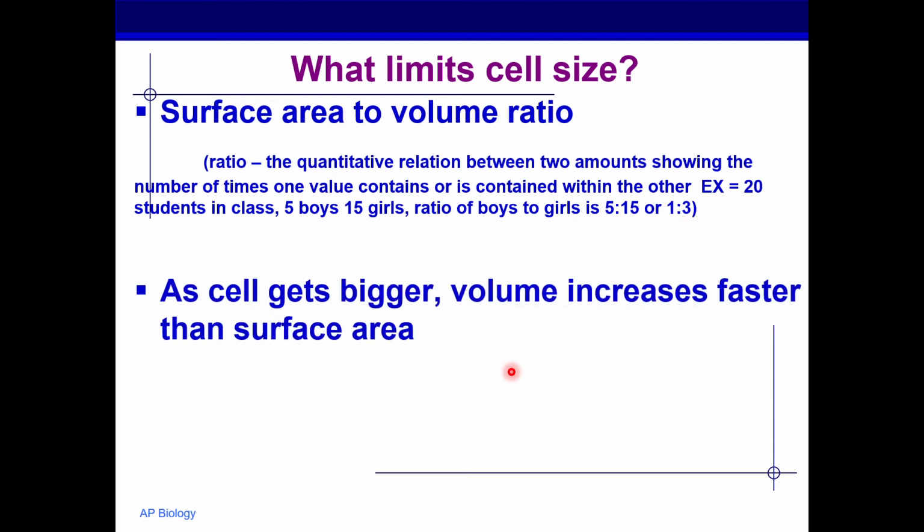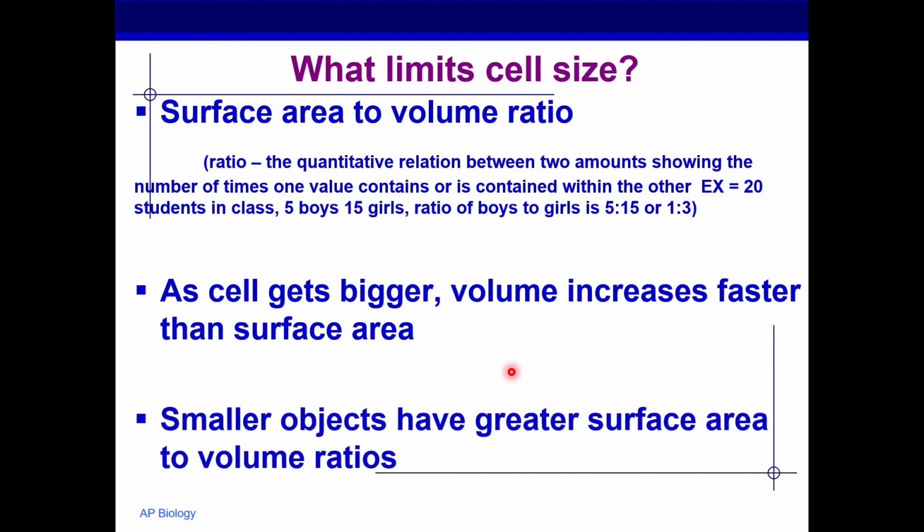As the cells get bigger, their internal volume increases faster than the surface area. But all of that volume within the cell still needs to have all of the nutrients from the outside, the surrounding environment. Because smaller objects have a greater surface area to volume ratio, it's much easier for them to get the nutrients that they need into the entirety of the volume of their cell.